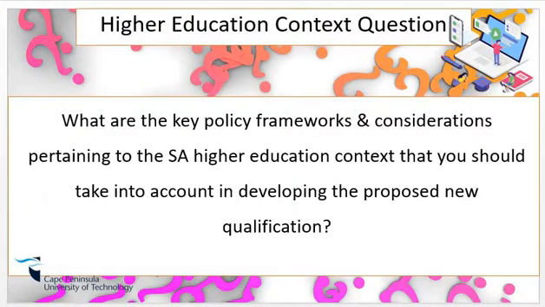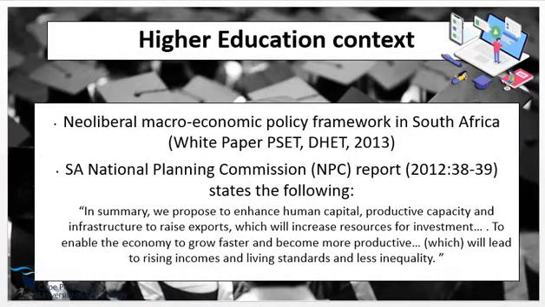Starting with the higher education context, we need to find out what key policy frameworks and considerations in the South African higher education context should be taken into account in developing a qualification. I'm only going to touch on a couple of these here, but there may be many more that apply to your particular context. First, higher education is being shaped by neoliberal economic policies and rationales, partly to ensure that our programs are linked to employment opportunities for our graduates.